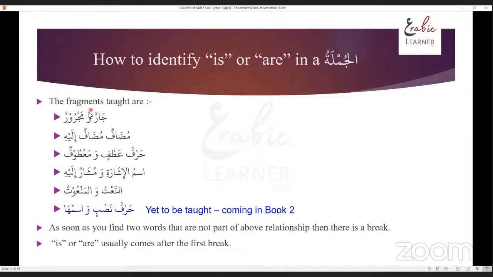Jar majroor, there is a relationship between harfu jar and ism majroor. Mudaf mudaf ilayh, there is a relationship between mudaf and mudaf ilayh. Harfu ataf wa ma'tuf, there is a relationship between them. Ismul ishara and musharun ilayh, there is a relationship between ismul ishara and the ism following it. In the same way here. But in hadha kitabun, hadha is not involved in any relationship. Kitabun is not involved in any relationship. So there is already a break there.